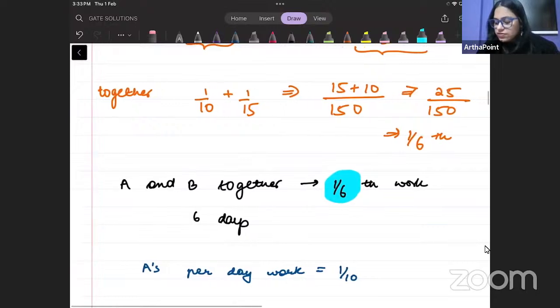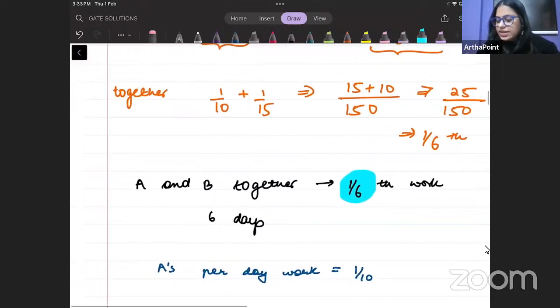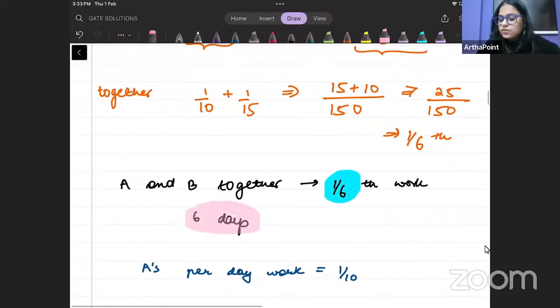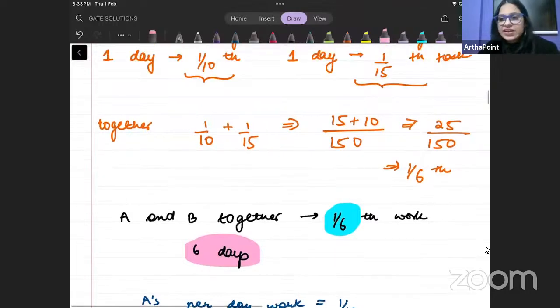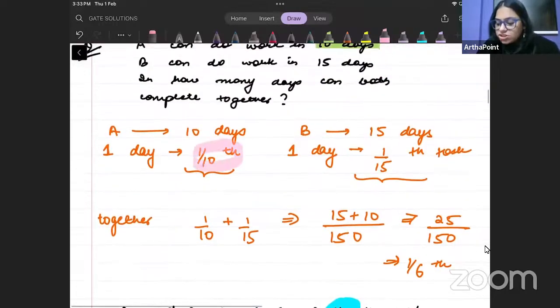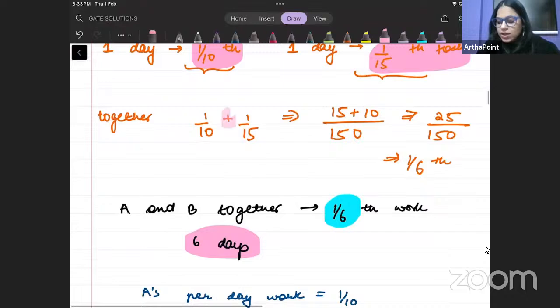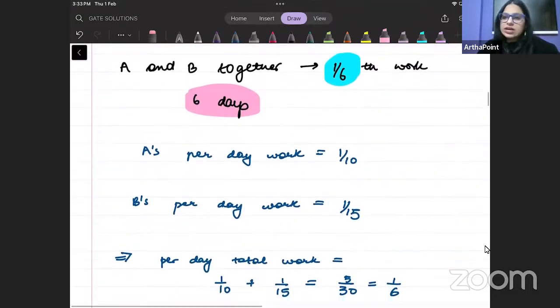So when I invert this, I get that they will take 6 days to do the work together. It is very easy. You find out how much time A takes alone and how much time B takes alone. You add their one-day work together and find how much time they take together. They can do 1/6 of the work in one day together, which means they will take 6 days to complete the entire task.